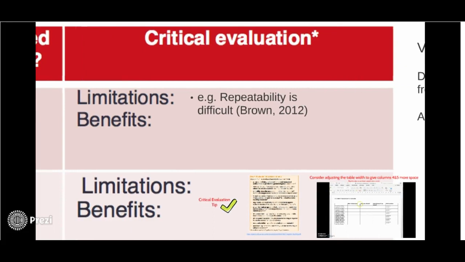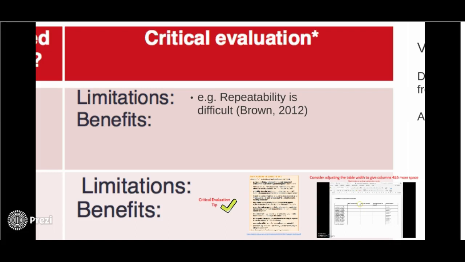And the final column is your critical evaluation. And this is where we want to see most of the detail for this task. You'll see that it has sections for limitations and benefits, and you'll slot in your ideas in there.